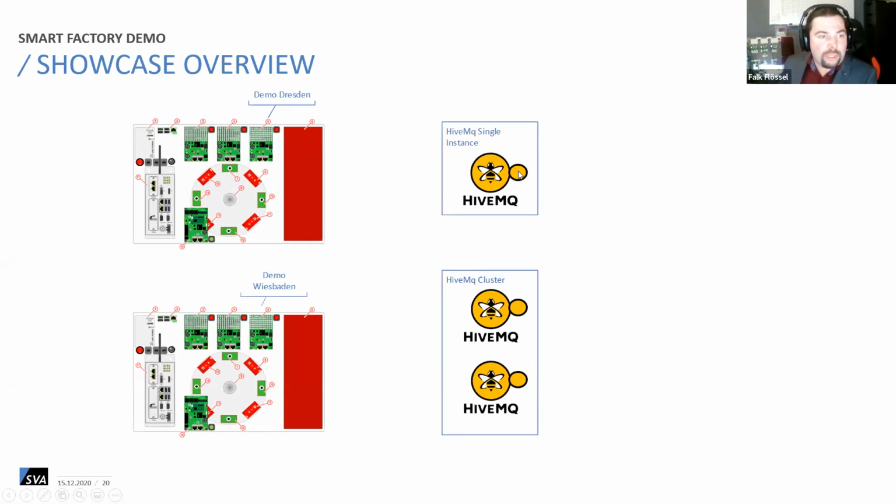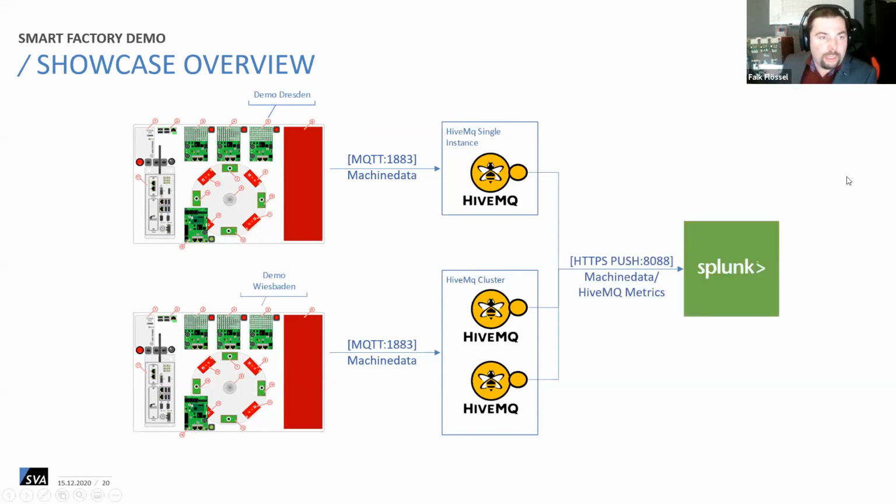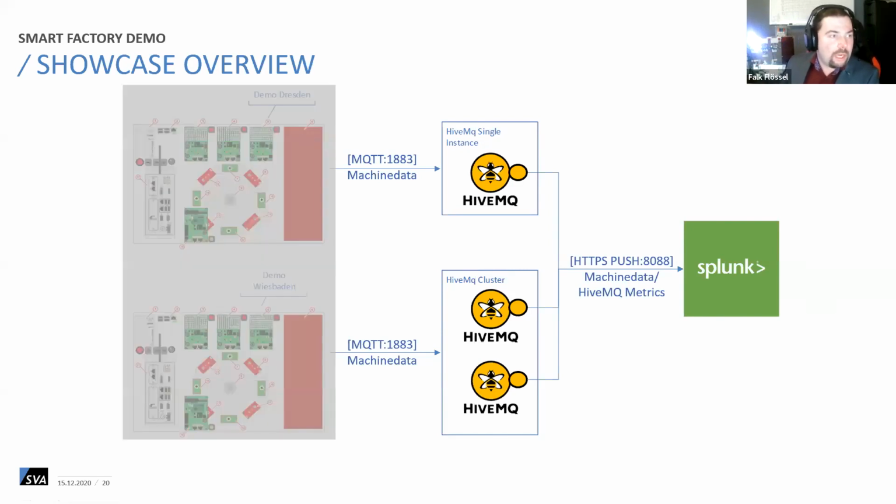So we added our extension to all the single instances. We publish the data to it, and our extension is now able to push all the data to our Splunk endpoint, including, as I said, the HiveMQ metrics. The next thing I want to show you is how our demo factories work. So let's take a look.